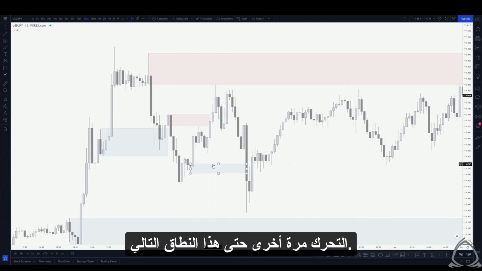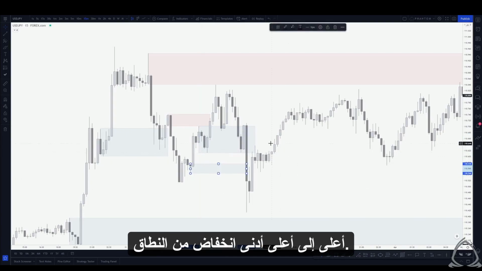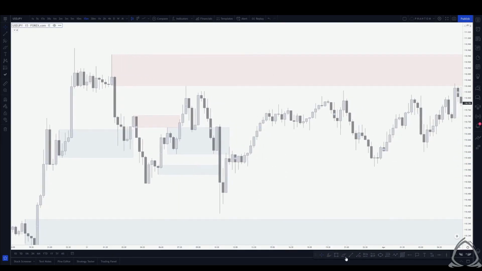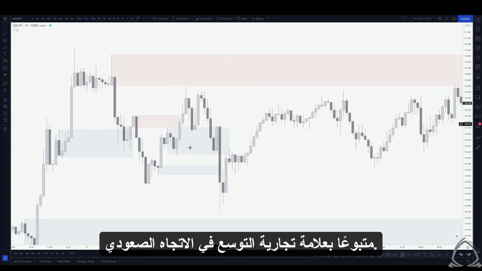And then again, we can move up to this next range created demand zone, which we can do from the highest high to the lowest low of the range. That would be our range created demand. We can see that we have that sharp move to the downside followed by an expansion to the upside.